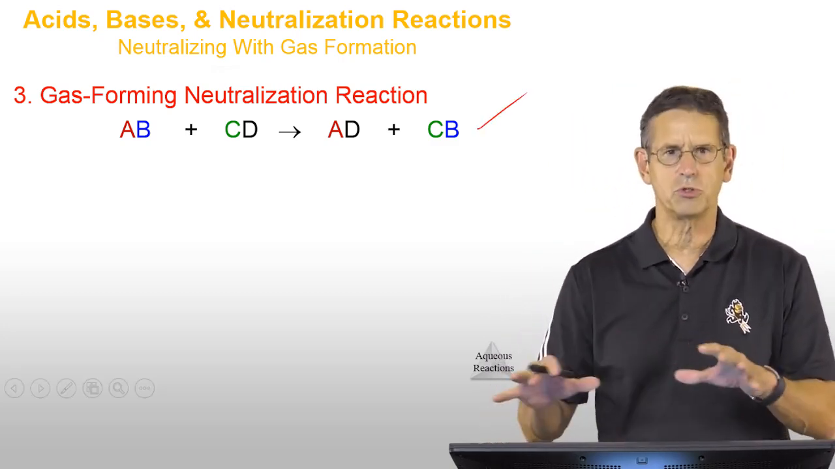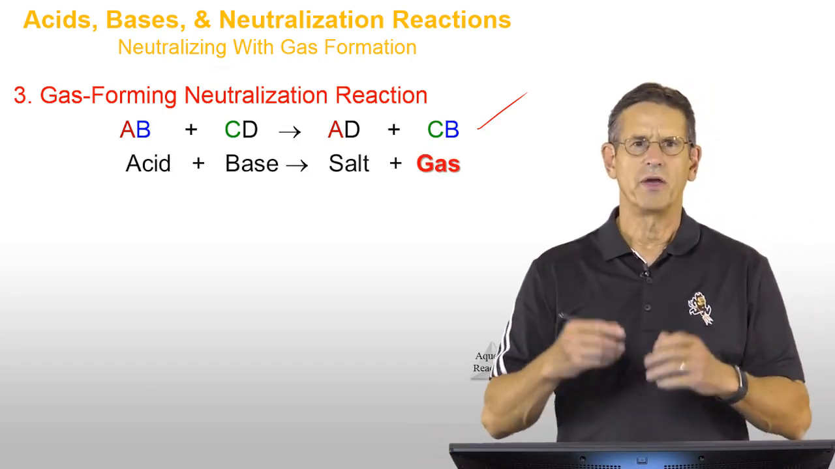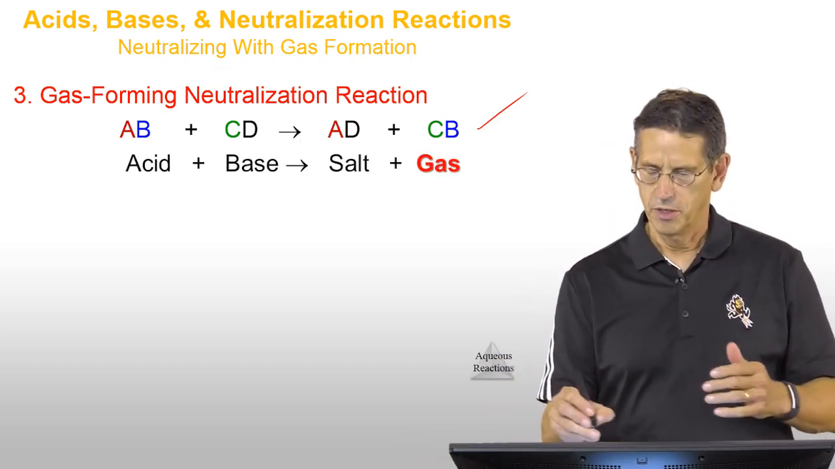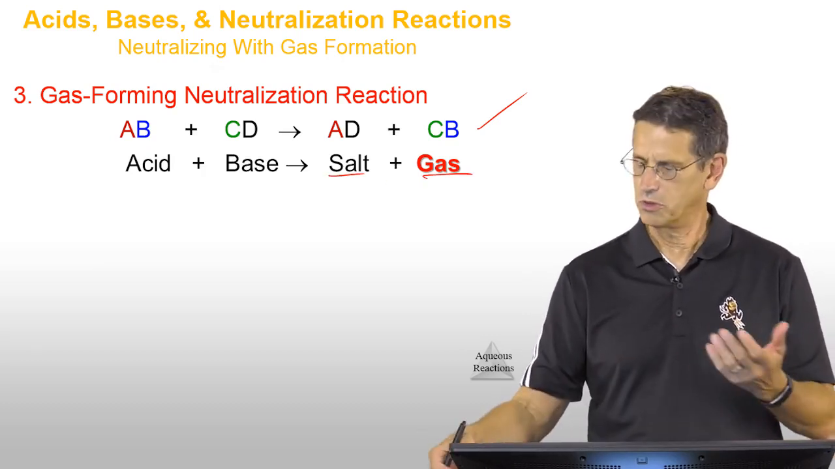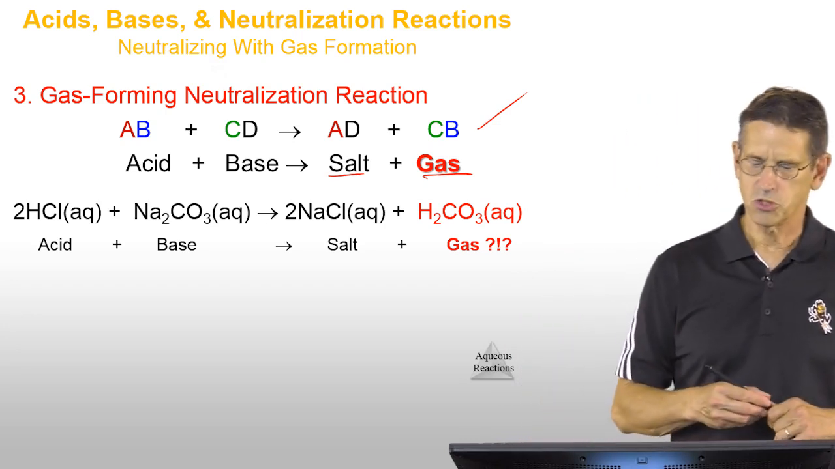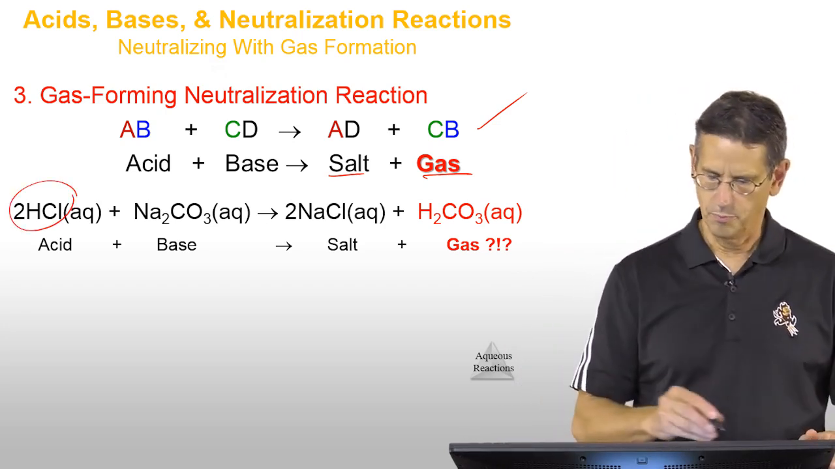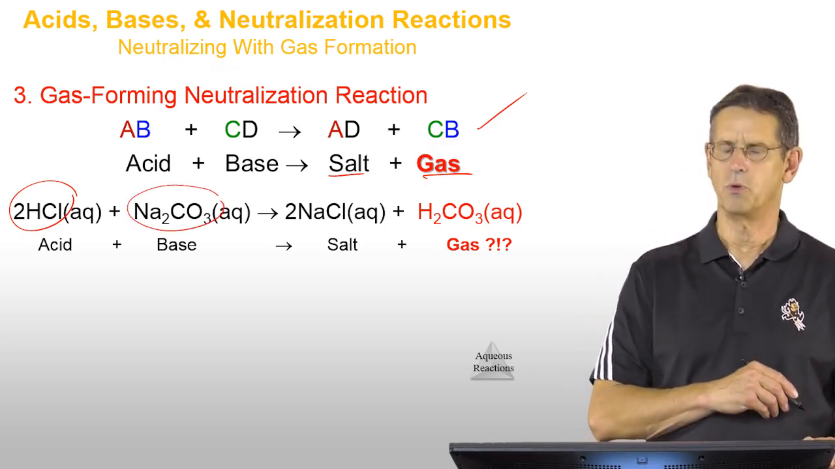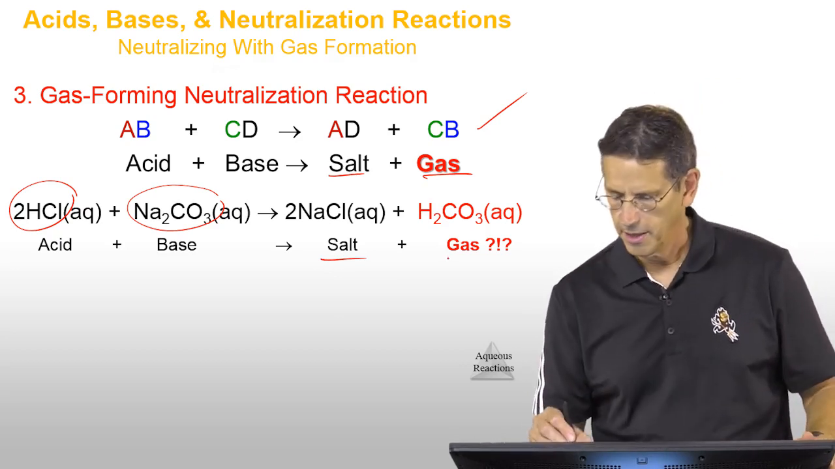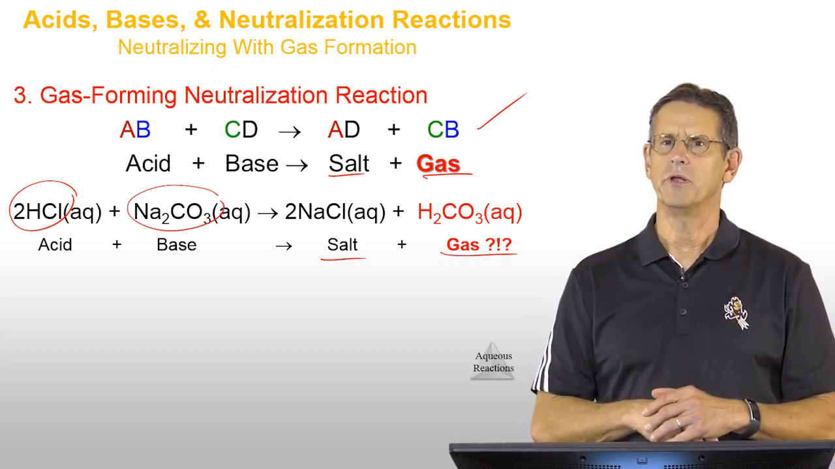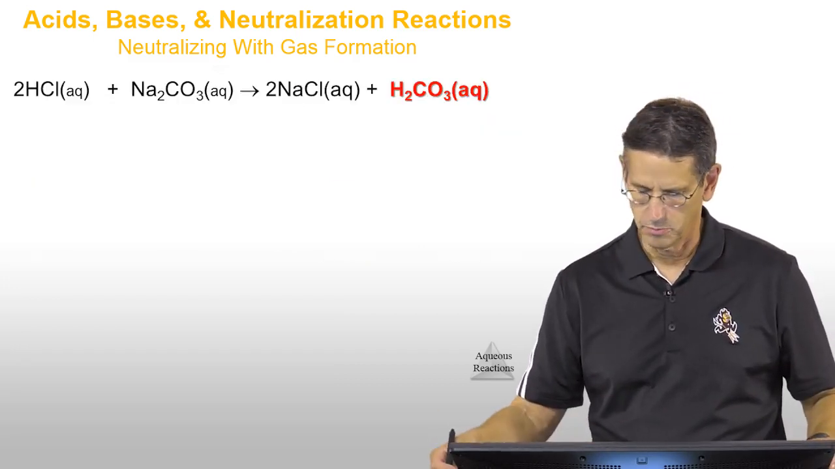Again, we stay with this generic pattern where we're switching cations and anions. We've got an acid and a base, but instead of forming water and salt, we form a gas. So what's a good example of this? Here we go. This is a reaction of hydrochloric acid plus sodium carbonate. You say, why is that a base? We'll get to that in a second. That gives us a salt, sodium chloride, and hydrogen carbonate. What is that? Why is that a gas? Well, big question mark. Let me show you something.